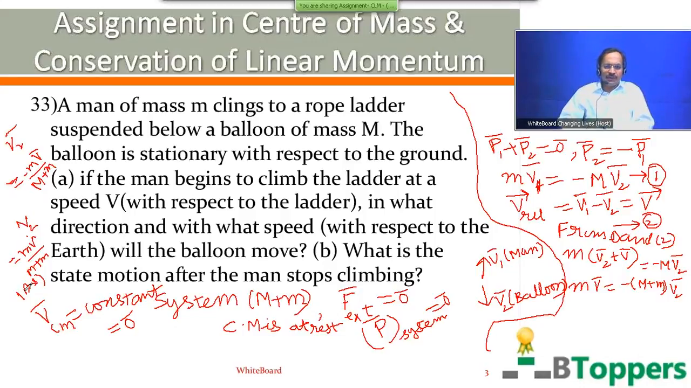But in part B of the question, that means when the man stops climbing the ladder, the balloon also stops with respect to a stationary observer on the earth, because the resultant momentum of the system of the two masses is 0. In case you want to copy the solution of the problem, you can take a pause and copy the solution of the problem.